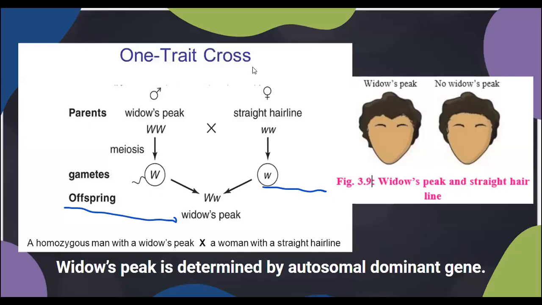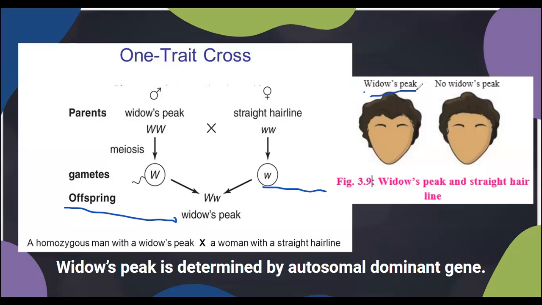Okay, so let's begin with this example of widow's peak. That is what happens in this autosomal inheritance. Basically, autosomal inheritance, again repeating myself, involves the genes which are located on the autosomes, from chromosome number 1 to chromosome number 22. Okay, so widow's peak is this character, as you can see over here on the forehead.